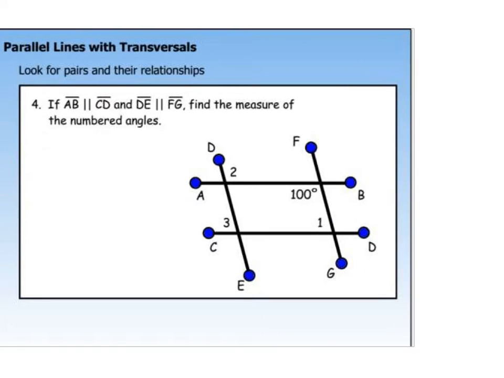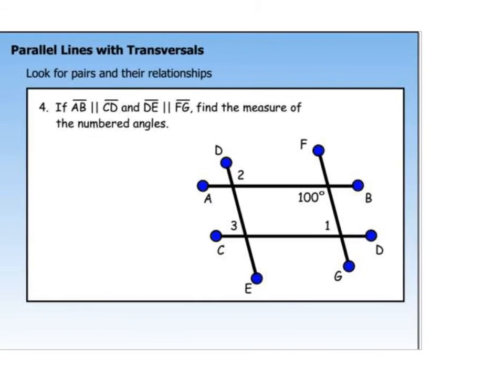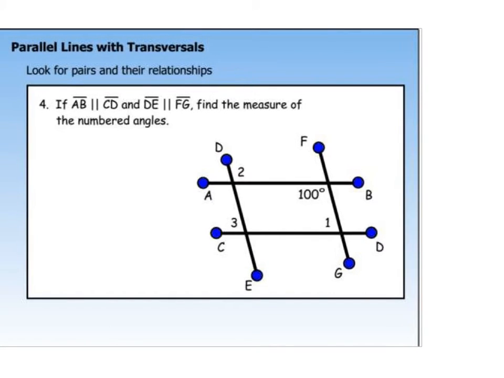Okay, if AB is parallel, so I'm going to draw an arrow on here, is parallel to CD, and DE is parallel to FG. Alright, take a look. I'm given 100 degrees here. What's the relationship between this angle 1 and the 100 degrees? Hopefully you're thinking they're on the same side of this line.